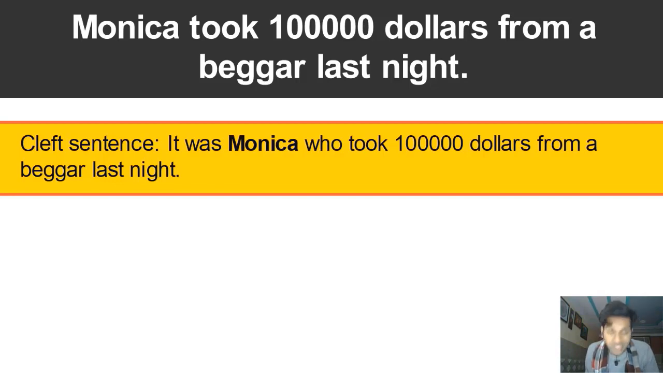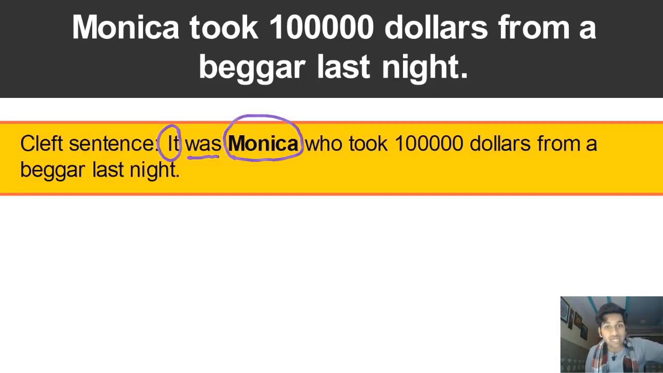It was Monica. So we're using a pseudo subject, which is "it". It is not referring to anything. It is a fake subject, pseudo subject. Then we have this verb, "was", a to-be verb, and then we have the part that we want to focus on, that is the subject of the sentence.